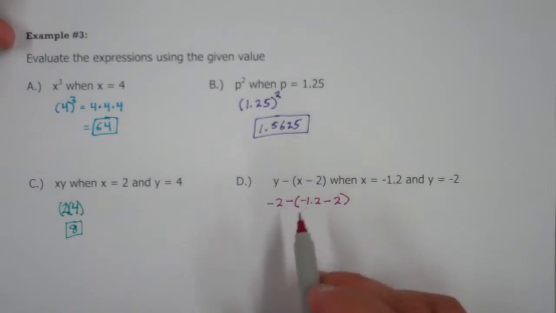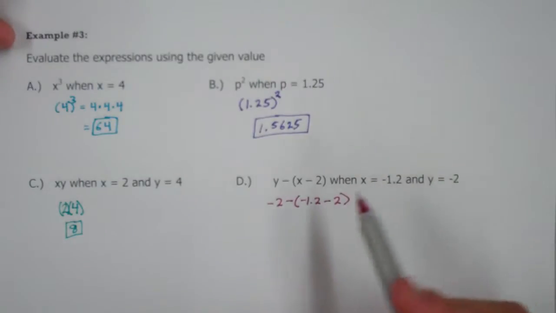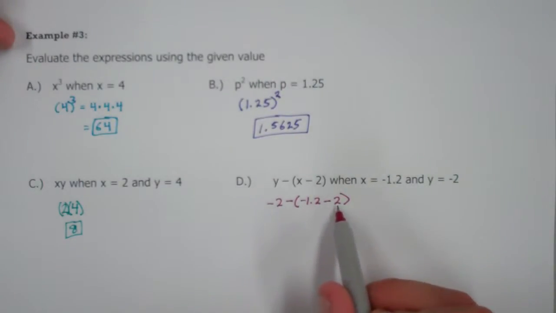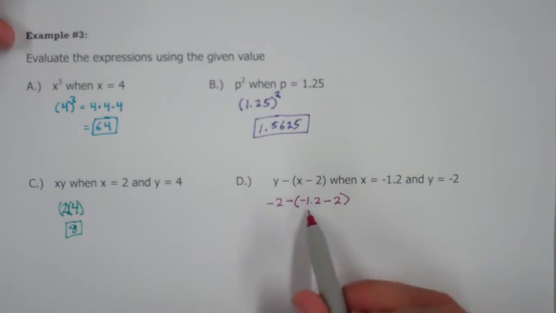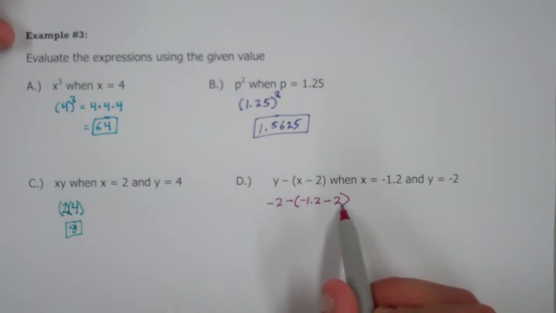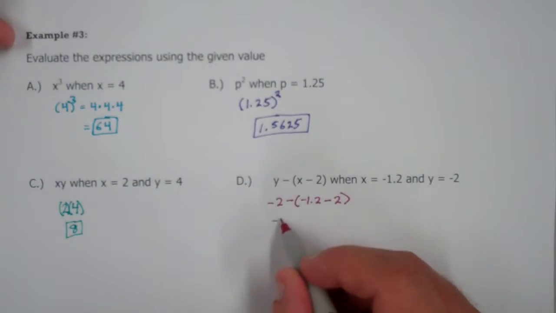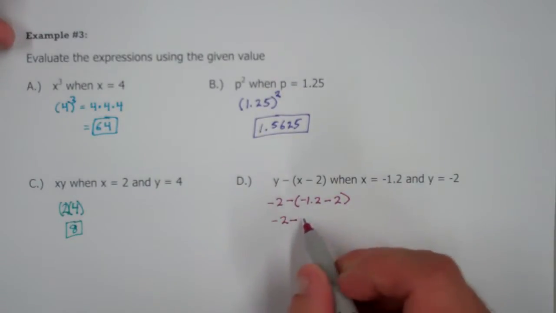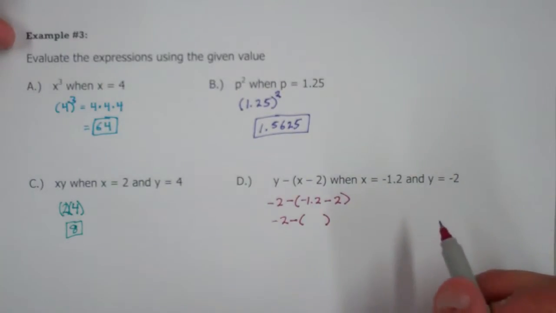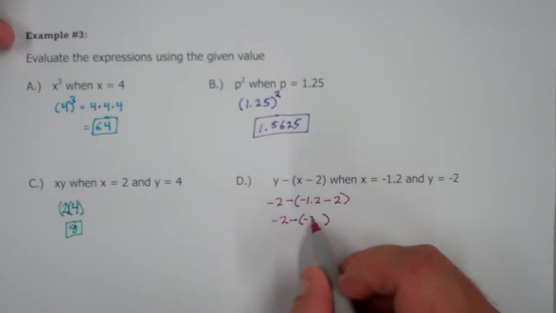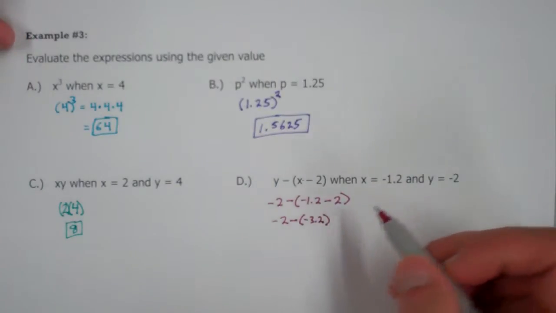So what we're going to look at is we're just going to look at our order of operations. We know we want to work inside here first. We've got a negative value, and we're subtracting 2. So we're going to wind up with a larger negative value. This minus sign has to stay. We're just going to work with the parentheses. Negative 1.2 minus 2 is negative 3.2.